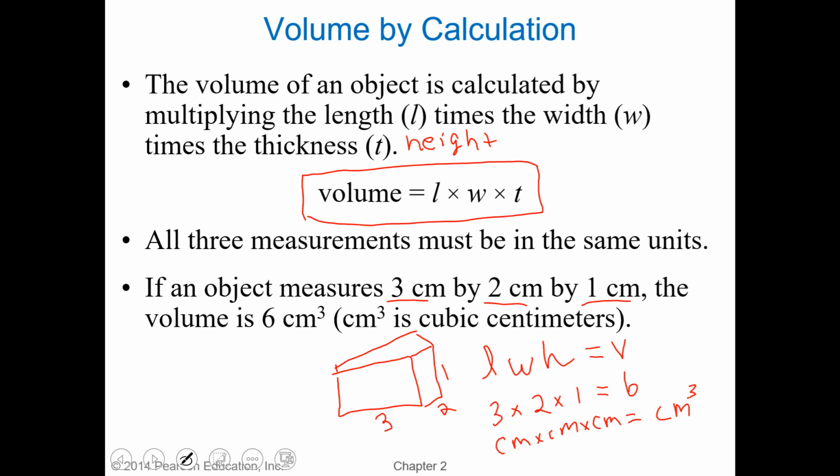With solid objects, we're going to be using the unit of centimeters, cubic centimeters. With liquids and gases, we're going to use milliliters. One thing to note, 1 cubic centimeter is equal to 1 milliliter. You got to know that and remember that.